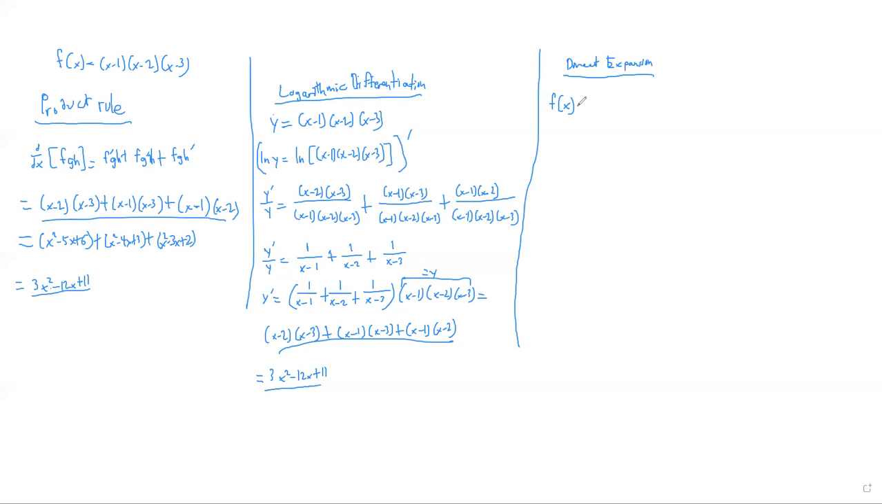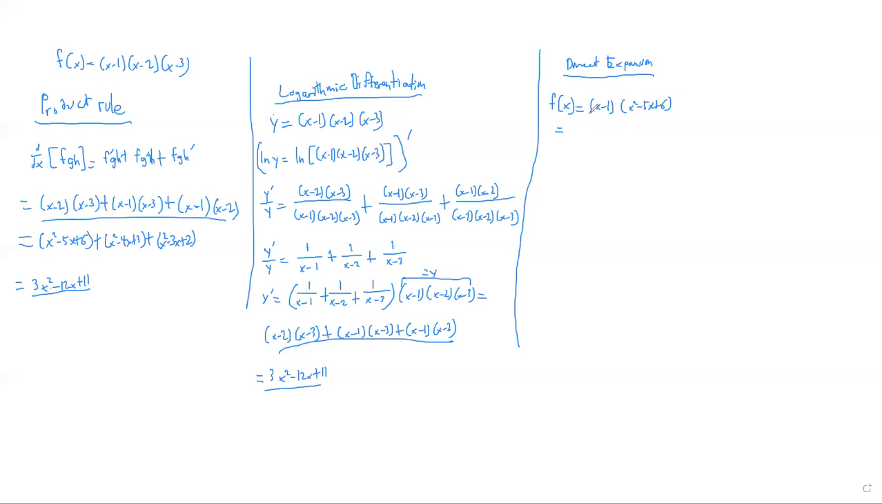f of x is equal to, what should we call it? So x minus 2 times x minus 3 is x squared minus 5x plus 6. You could do the product rule with x minus 1 and x squared minus 5x plus 6. I'm not going to do it. In fact, you can do it as an exercise for yourself to hone your derivative skills, but I'm just going to directly expand this out.